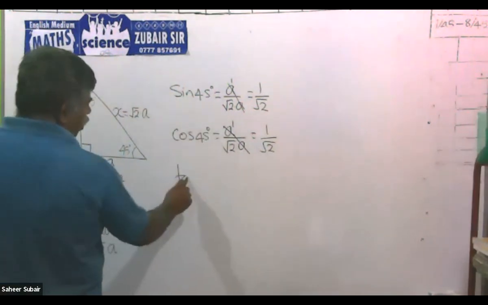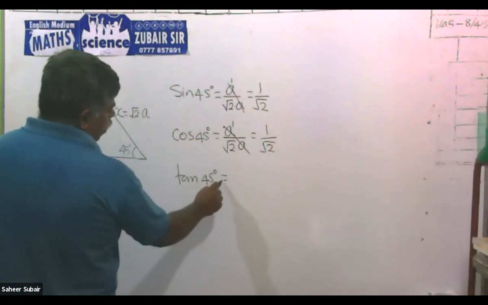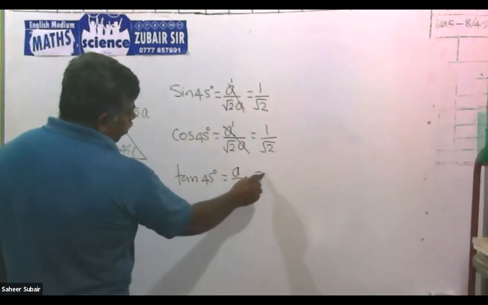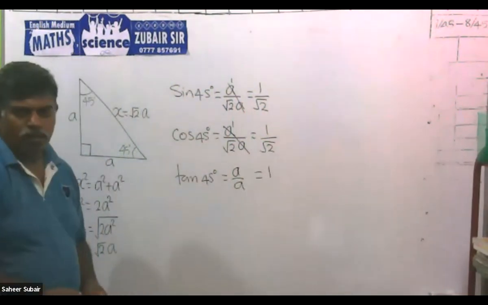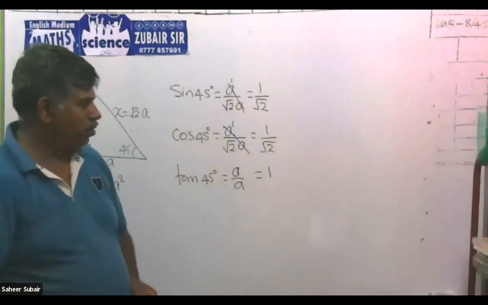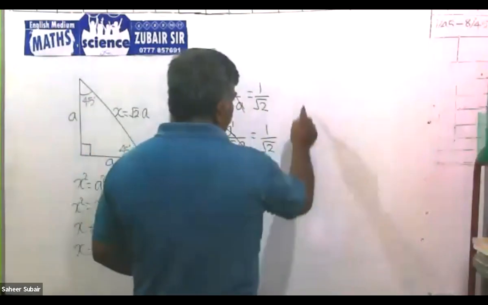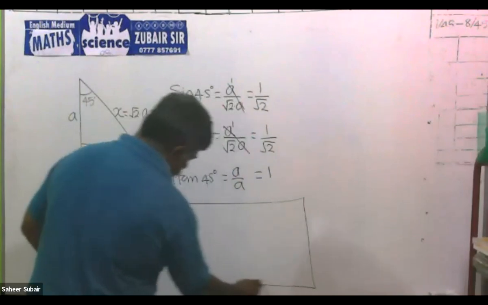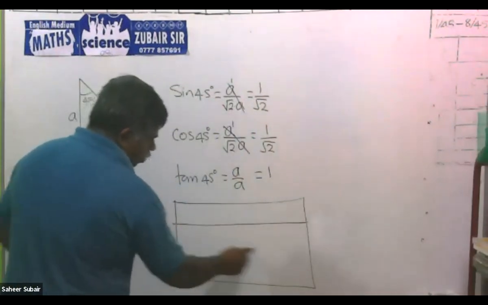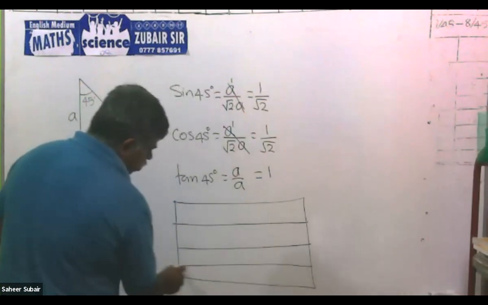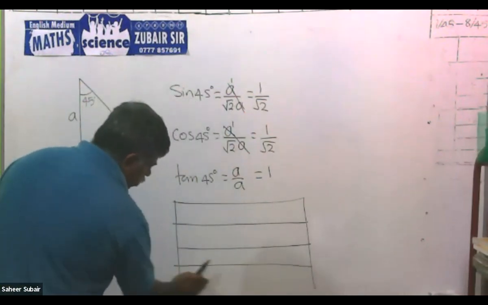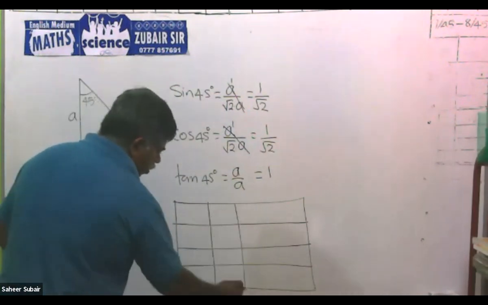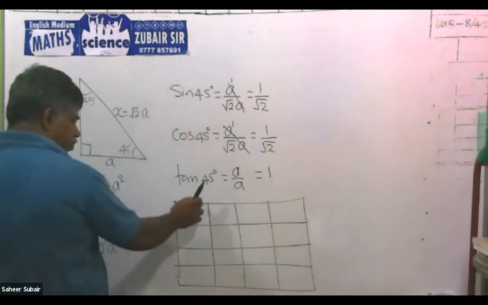Then what is tan 45? Tan 45 equals opposite over adjacent. Opposite is a, adjacent is also a. A divided by a is 1. So see, tan 45 is equal to 1. So then we can put a summary of these things like this. Right? Summary of the values that you have obtained.